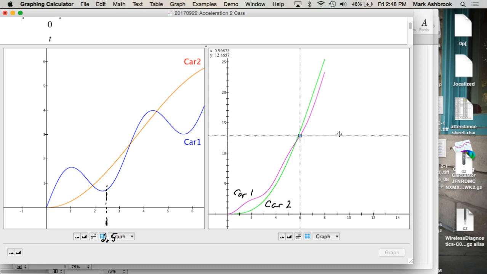So I want to know, when are they in the same place? When does car 2 pass car 1 for the first time? I want to know that. Answer that question. How can I answer that question?